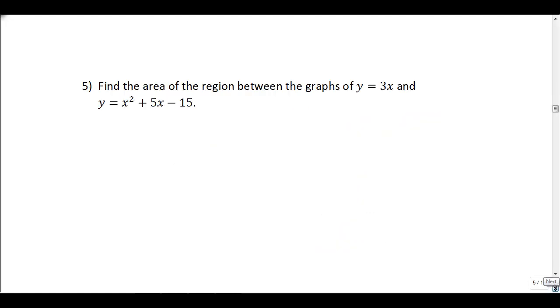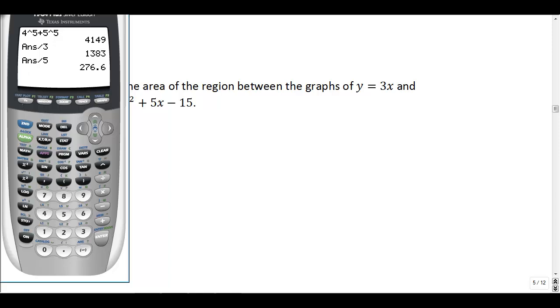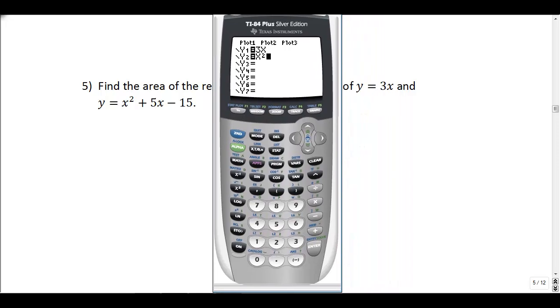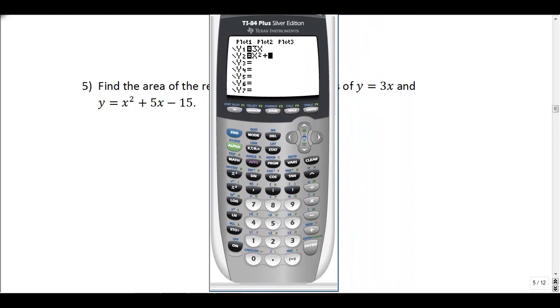We're going to find the area of the region between the graphs of y equals 3x and y equals x squared plus 5x minus 15. So let's do a quick graph here. Let's just go to our graphing calculator. We'll get 3x, and then it was x squared. Let's move this over so we can see it. X squared plus 5x minus 15. I'm going to go to graph.